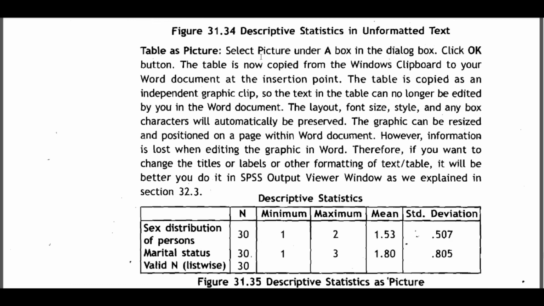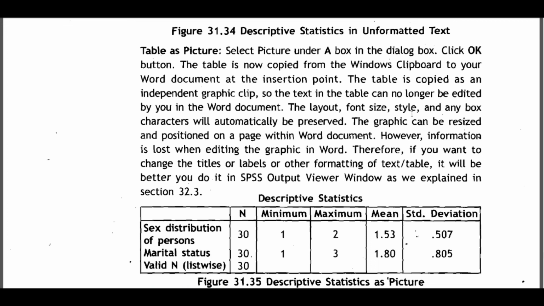Table as picture. Select Picture under the As box in the dialog box. Click the OK button. The table is now copied from the Windows clipboard to your Word document at the insertion point. The table is copied as an independent graphic, so the table can no longer be edited by you in the Word document.